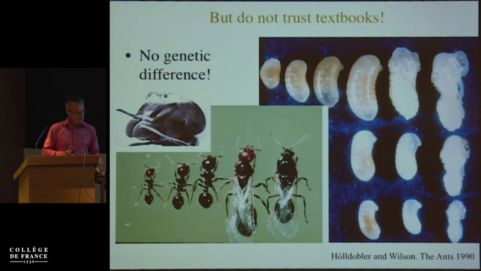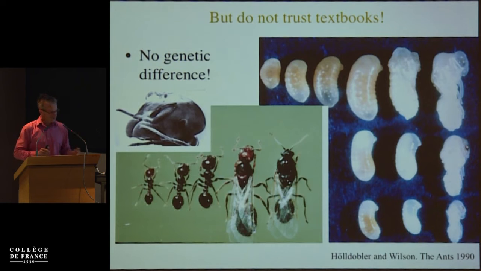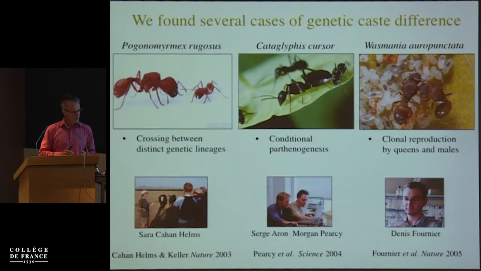But you should never trust textbooks. Actually, there are lots of things which are correct in textbooks. The only problem is it's never sure what is right or wrong. And in the case of social insects, we have found in the last few years quite a few cases where you have different modes of reproduction.